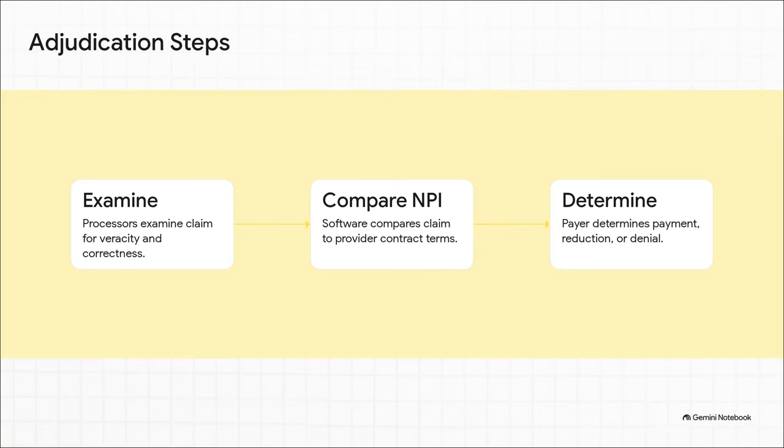So, what exactly happens when a claim lands? Well, adjudication is basically a strict, step-by-step evaluation. Think of it like a highly sophisticated software system acting as a gatekeeper. First, it examines the claim to make sure everything matches the patient's specific insurance plan. Then, it uses the physician's NPI to pull up your exact payer contract. It's a rigid comparison. Billed codes go head-to-head with contract terms, and based on that matchup, the payer decides right then and there: pay, reduce, or outright deny.